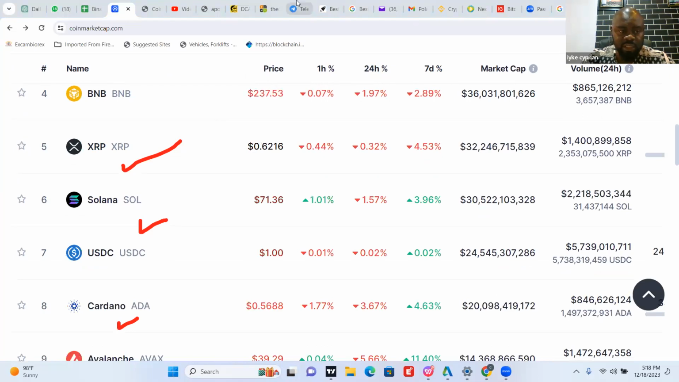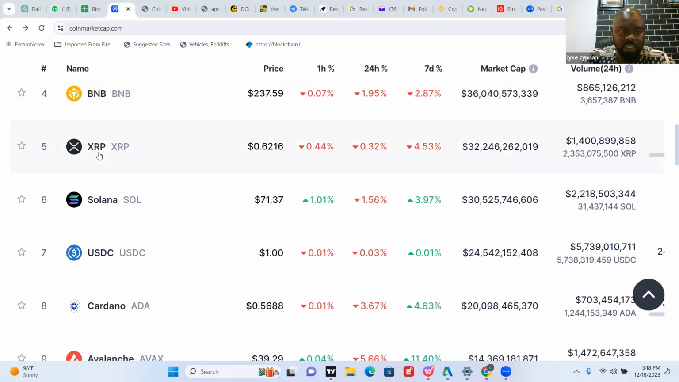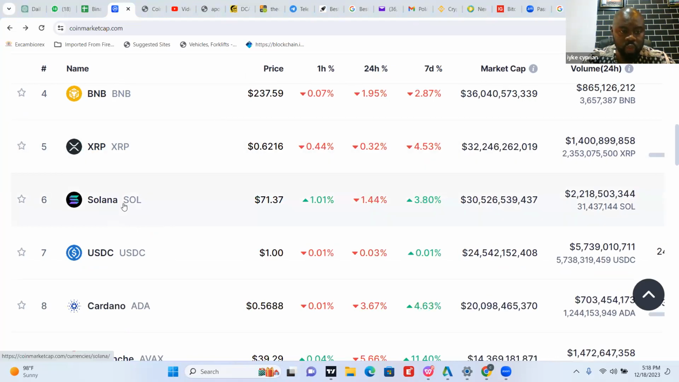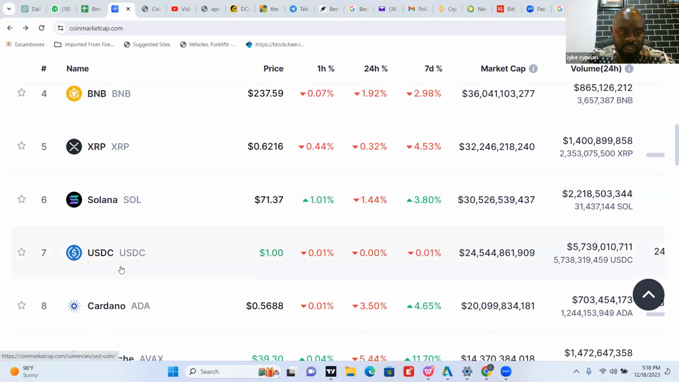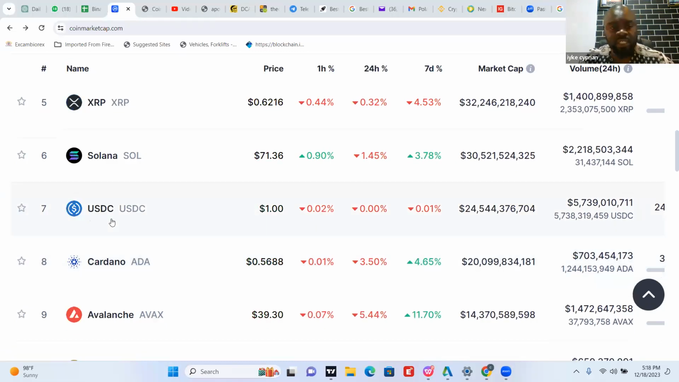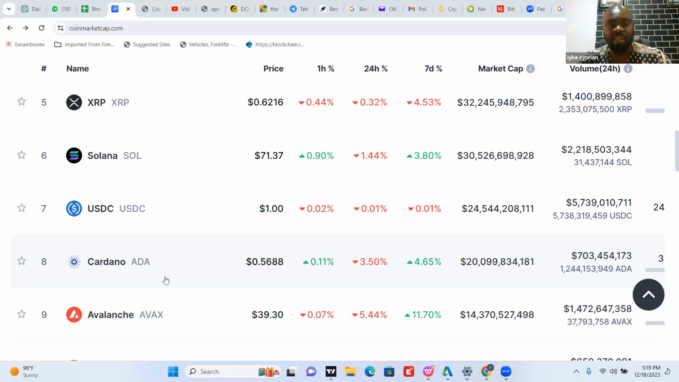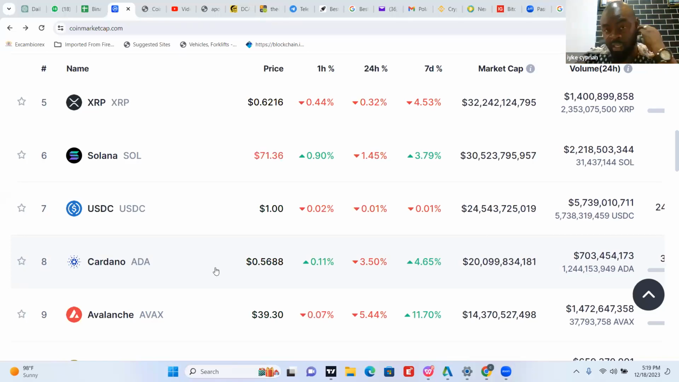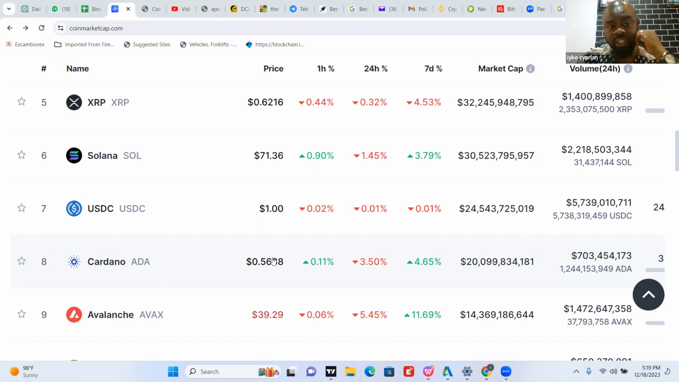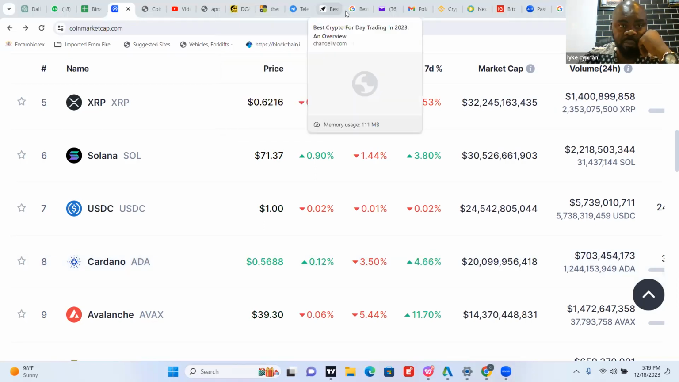I will pick XRP. Yes. Let me clear all this. So I'm going to pick XRP, probably Solana and Cardano. Okay. So I could choose these 5. Okay. BTC, Ethereum, BNB, Solana, and probably Cardano. So that's 5 for me. You could go more than 5 if you want to pick a stable coin.